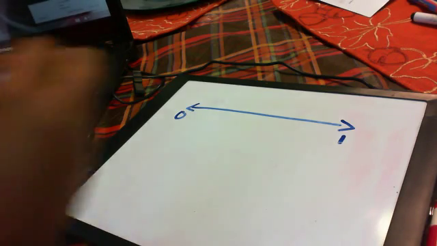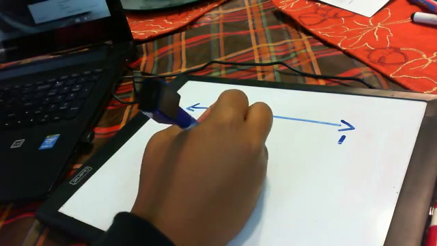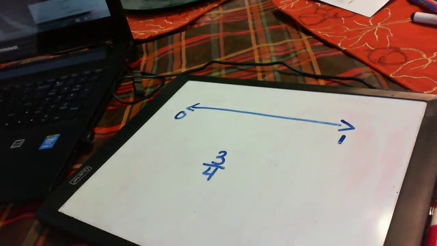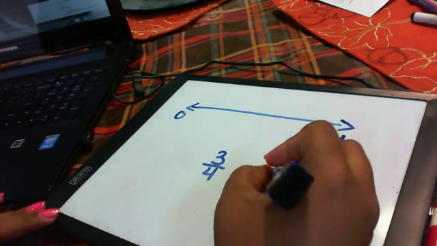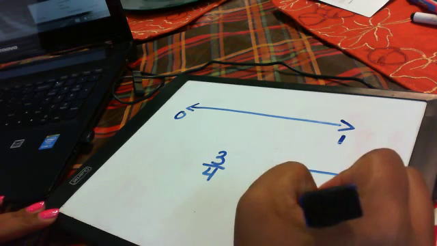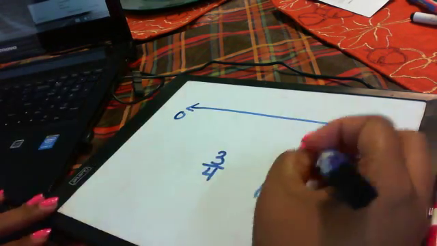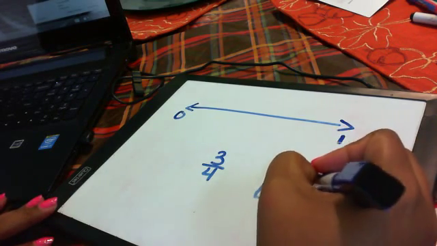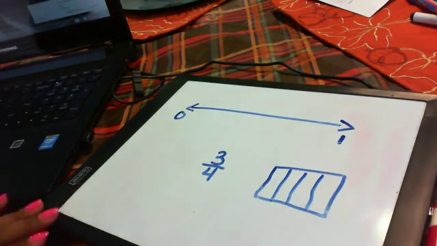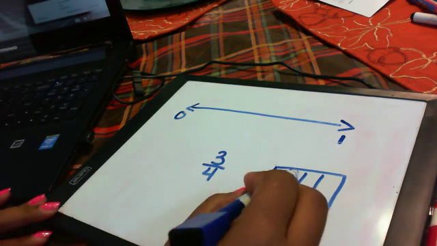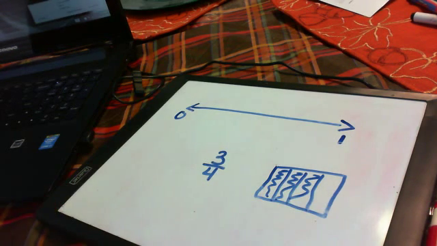So let's look at our first fraction. The fraction that we need to plot on our number line is 3/4. Last week, you knew that meant we drew a rectangle or a box, and that meant that we needed 4 equal parts, and that 3 were shaded. But on a number line, it's a little bit different.